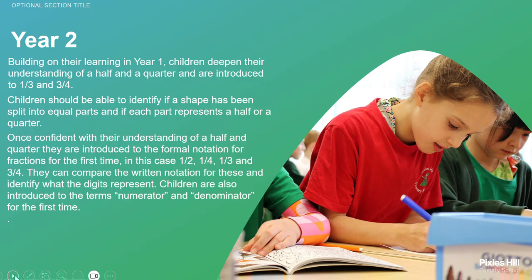Once confident with their understanding of a half and quarter, they are introduced to the formal notation for fractions for the first time. In this case, they will be introduced to half, quarter, 1/3 and 3/4. They can compare the written notation for these and identify what the digits represent. Children are also introduced to the terms numerator and denominator for the first time.